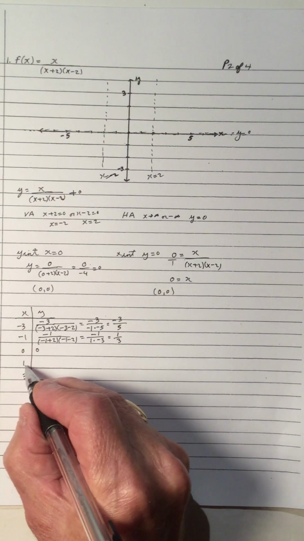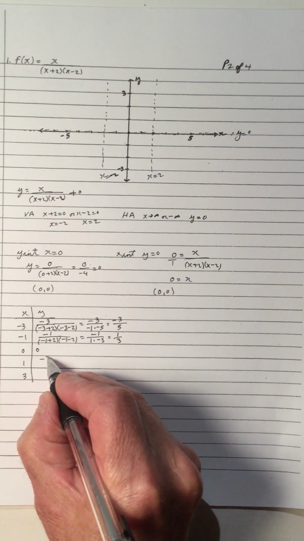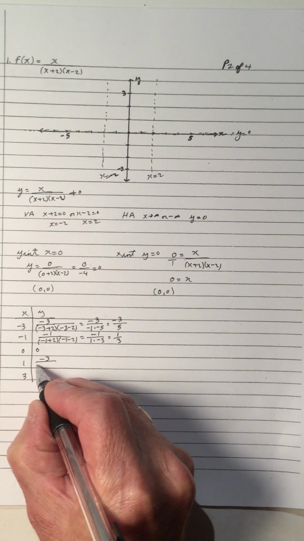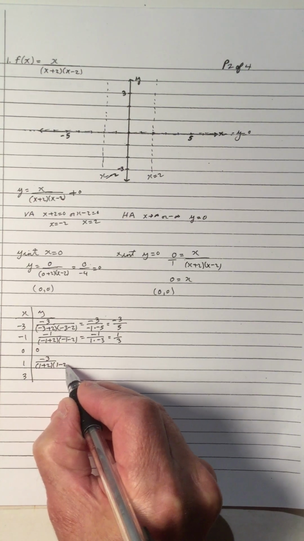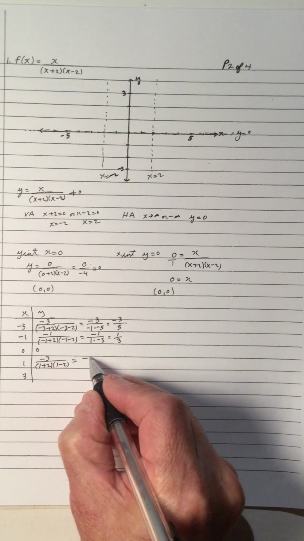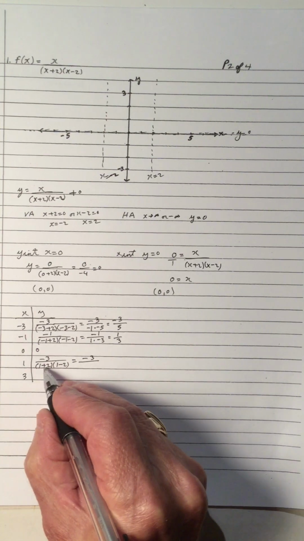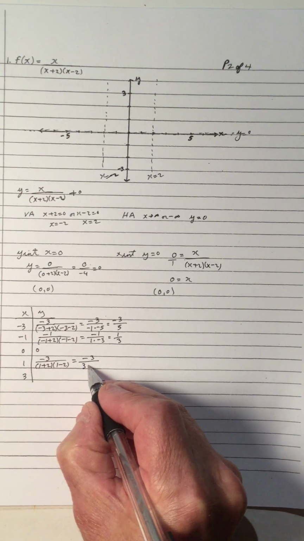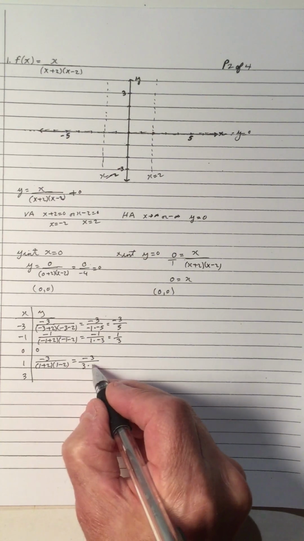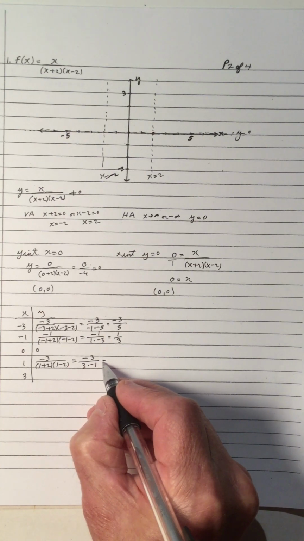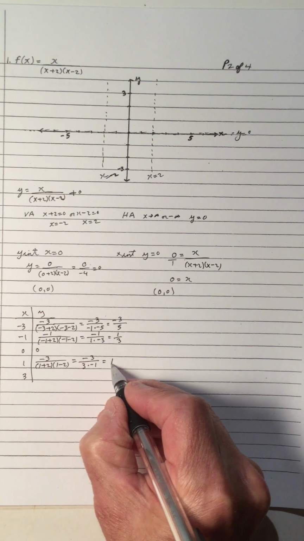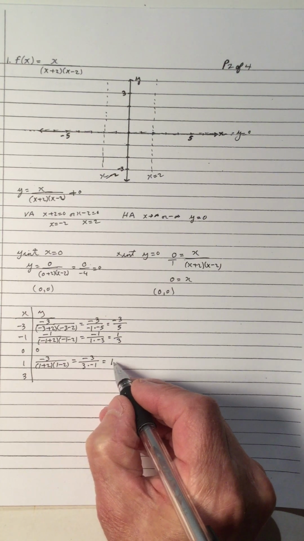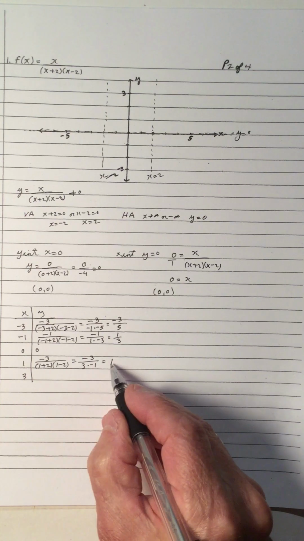Let's check with 1. The numerator is 1, and the bottom is 1 plus 2, which is 3, times 1 minus 2, which is negative 1. So that's 1 over negative 3.